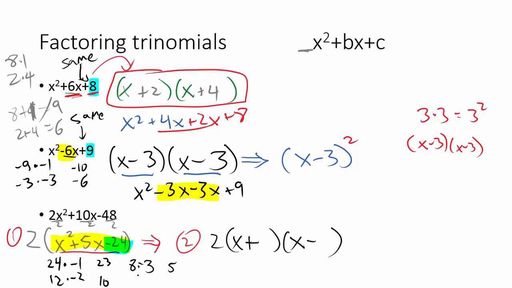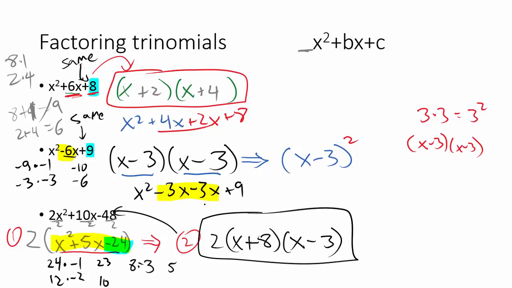I do need to be careful about the order here. Since the 8 was positive and the 3 was negative, the 3 needs to go with the minus and the 8 needs to go with the plus. Otherwise, you're going to have a sign error and you're actually going to end up with a negative 5x in the middle. And that should pretty much be it. I'll leave this to you guys to first FOIL out that inside and then distribute the 2 in, and you should be all the way back here with your original problem. But that should be the factored form of that.